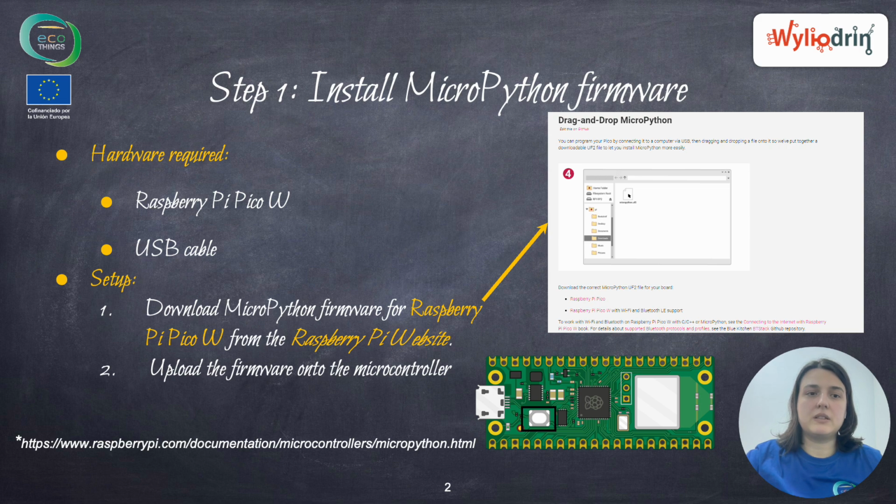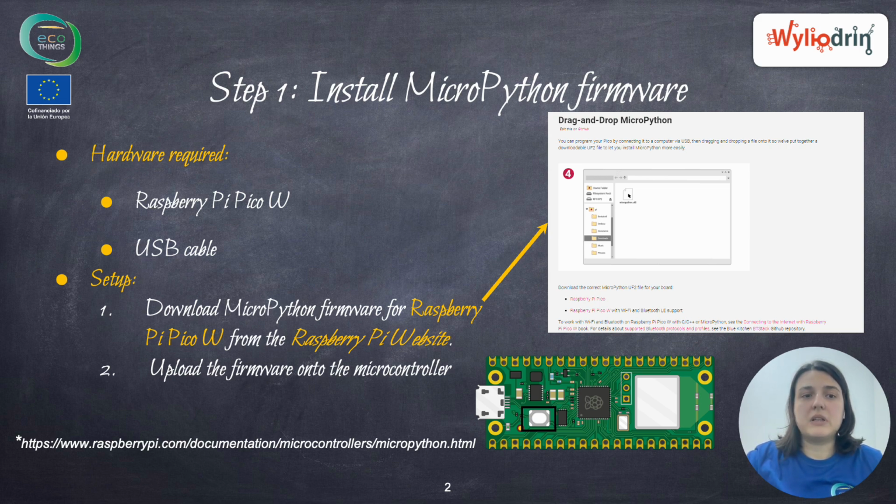First, you need to download the MicroPython firmware for the Raspberry Pi Pico W device if you go on the Raspberry Pi website. There you have the option to download the firmware for the Raspberry Pi Pico and for the Raspberry Pi Pico W. Please pay attention to download the one for the Raspberry Pi Pico W, as this is the device that you will be using.